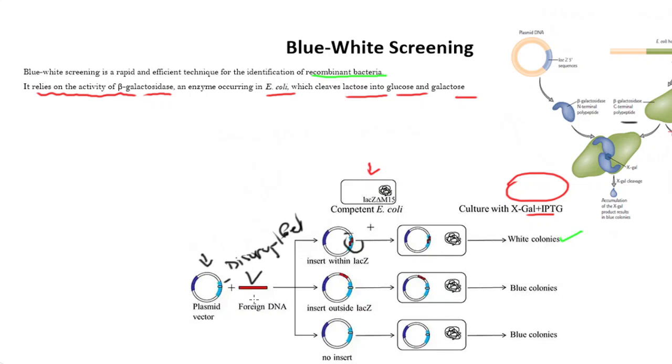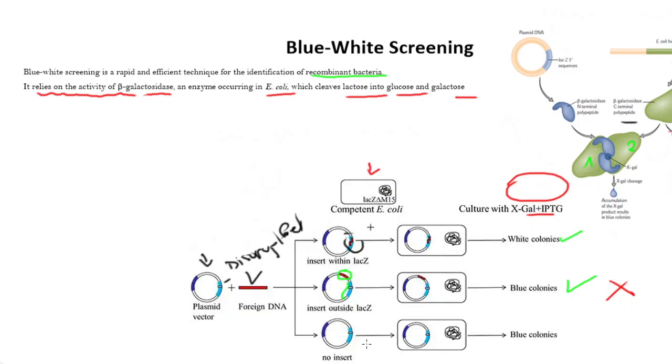But should our foreign DNA enter in another place, in another orientation, where the N-terminal of the LAC-Z is not disrupted, what we're going to see is that molecules 1 and 2 are going to interact, and we're going to have a blue colony, which is not a good thing in our case, because there's going to be no expression, and that's not what we're looking for.